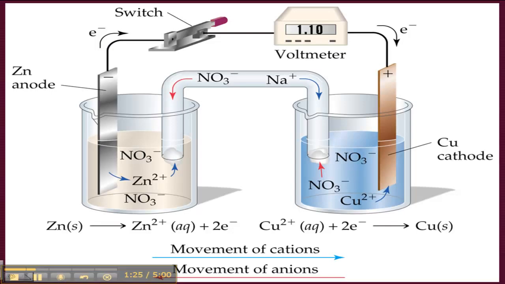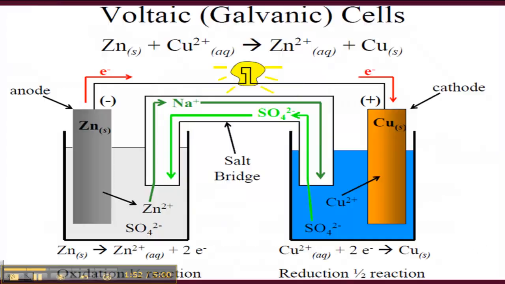So here's one picture that you may see of a cell, or voltaic cell. You have a voltmeter, you have a switch that turns it on and off. You've got your zinc anode, you've got your copper cathode, and this is what we call a salt bridge, so we'll talk about that. Your cations are going to move from your anode to your cathode, and your anions are going to move from the cathode to the anode.